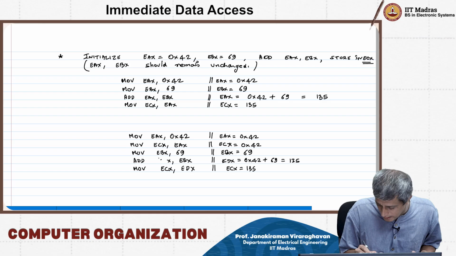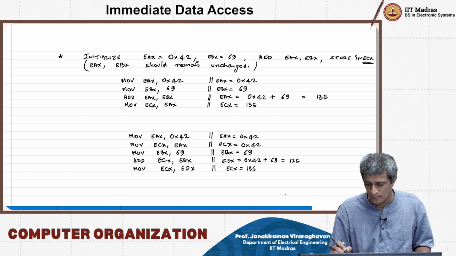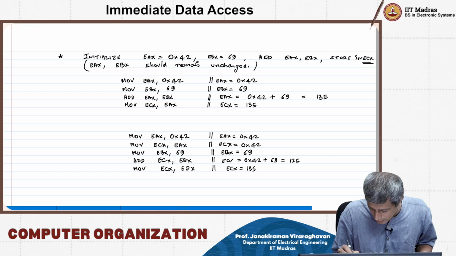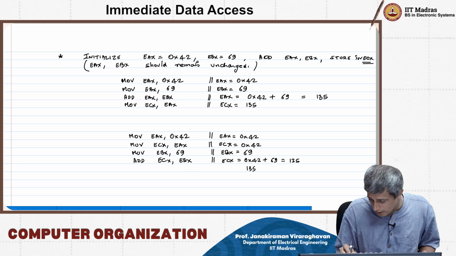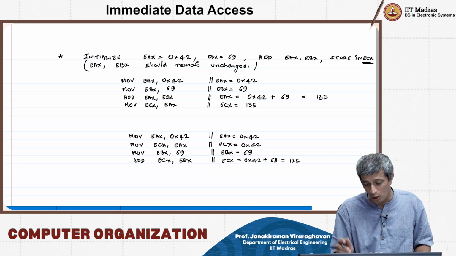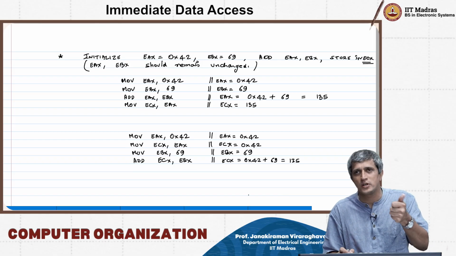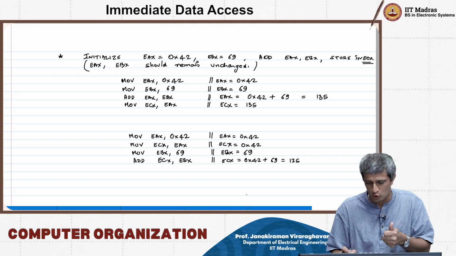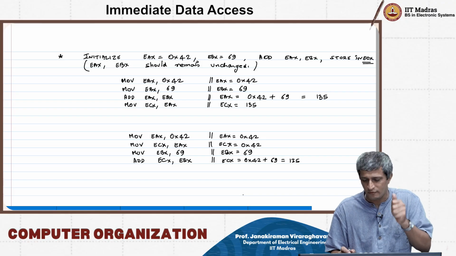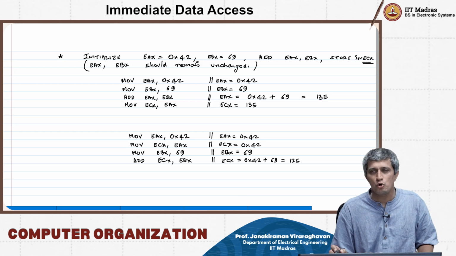Then instead of adding to EDX, I say ECX comma EBX. So my ECX itself will get 0x42 plus this, in which case I don't need this extra instruction here at all. And at the end of this program, ECX will have the sum of 0x42 and 69, EAX will have 0x42, and EBX will have the value 69. Okay. Now, where do you use this?